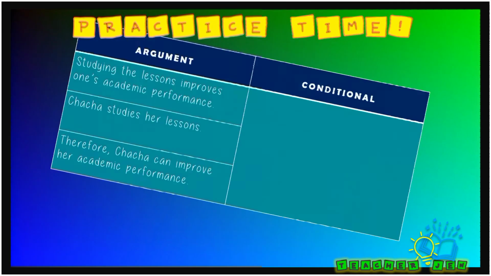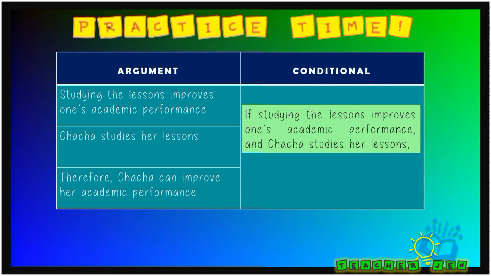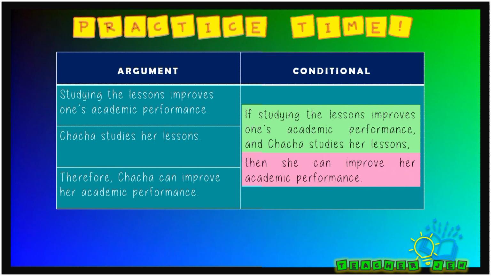For the first item, under argument it says, studying the lessons improves one's academic performance. Cha-Cha studies her lessons. Therefore, Cha-Cha can improve her academic performance. If we transform this to conditional, it will be like this. If studying the lessons improves one's academic performance, and Cha-Cha studies her lessons, then she can improve her academic performance.